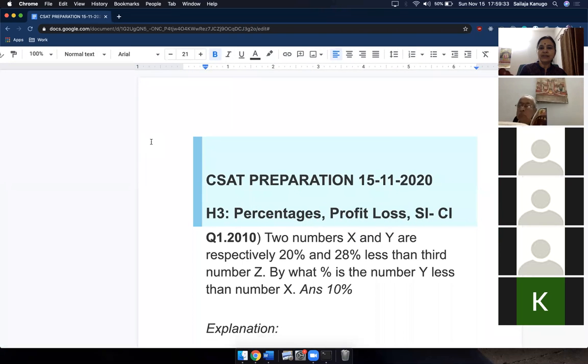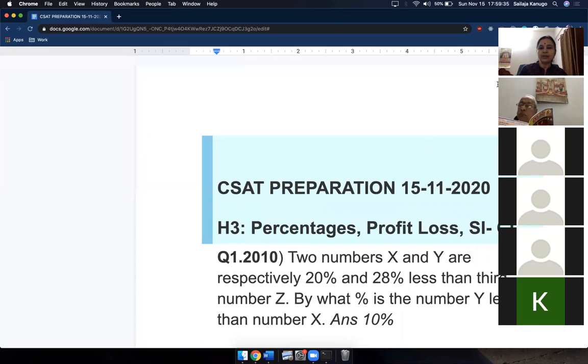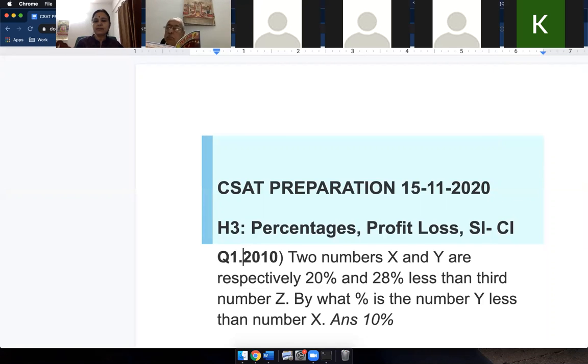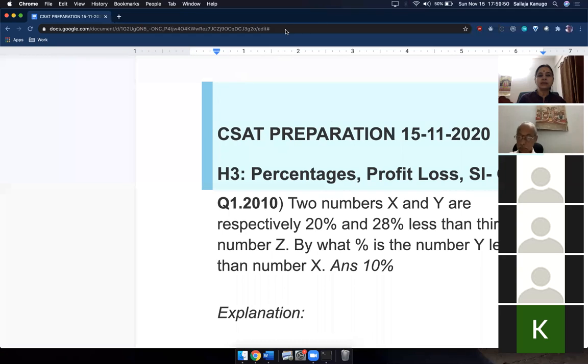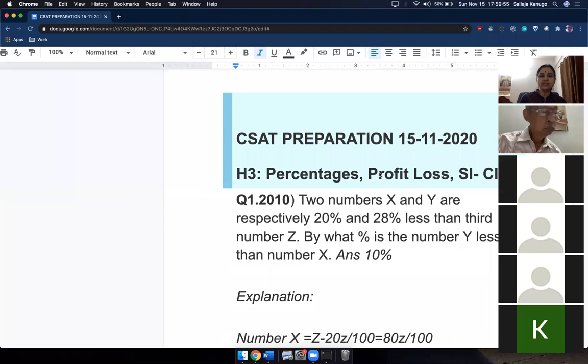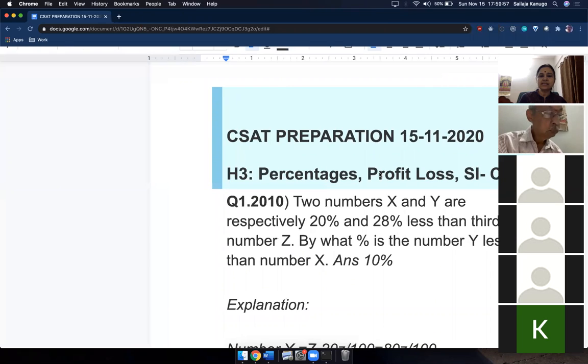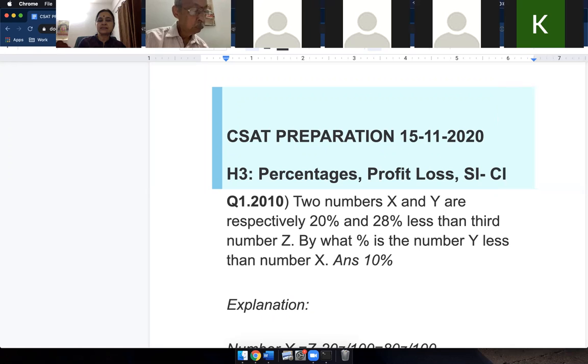So the third very important high priority topic is percentages, profit loss, simple interest and compound interest. This question has appeared in 2010. Two numbers x and y are respectively 20% and 28% less than the third number z. By what percent is the number y less than x?